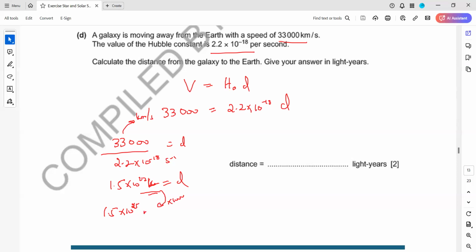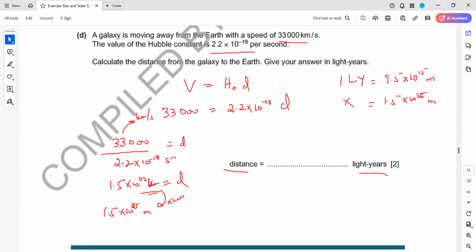Now, there is a relation which you have to learn. We want to convert the distance into light years. One light year is equal to 9.5 into 10 to the power 15 meters. So one light year is this many meters. If we have 1.5 into 10 to the power 25 meters, how many light years are there?